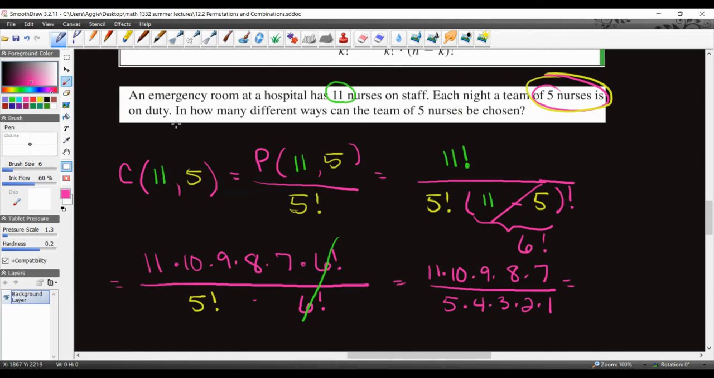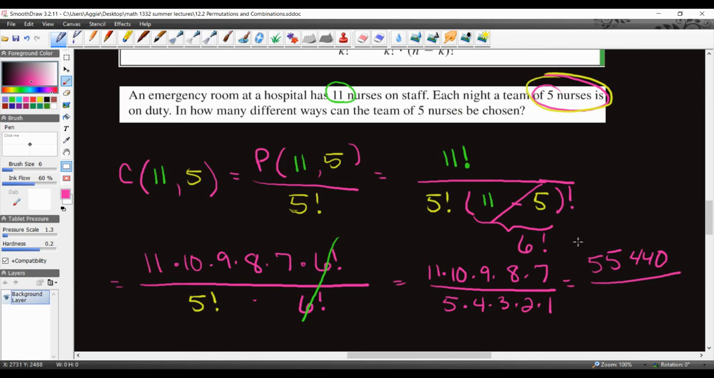So let's do that really quickly. Hopefully you do have a calculator. If you don't, your phone will work just fine. So I'm doing the top right now, 11 times 10 times 9 times 8 times 7, and that's giving me 55,440.